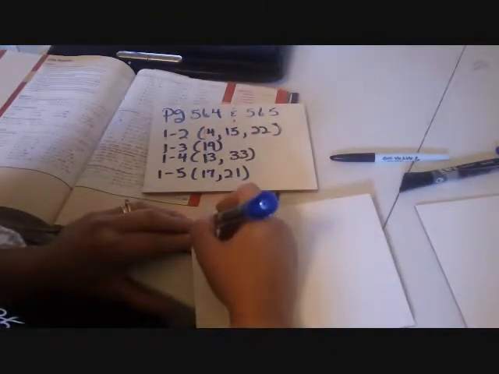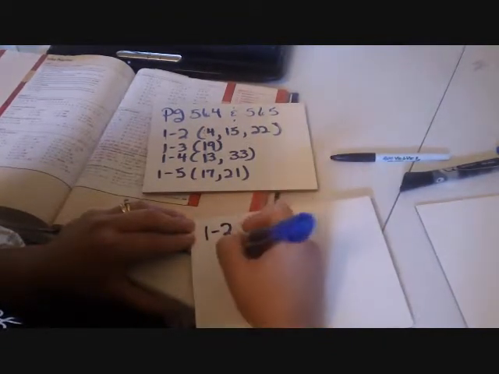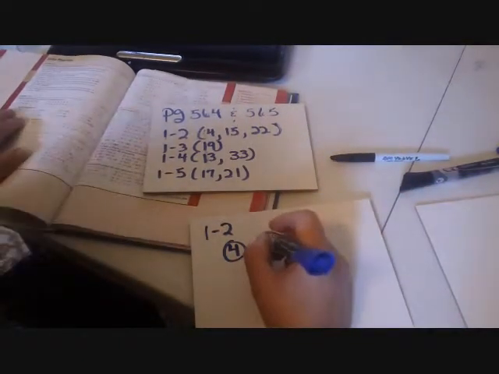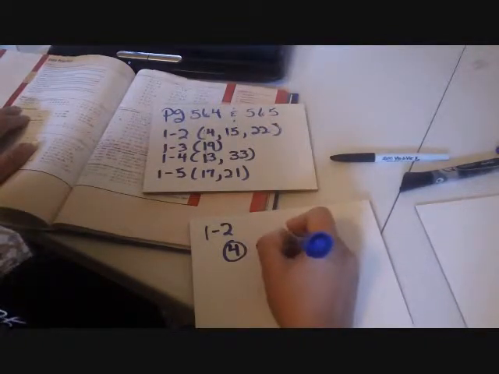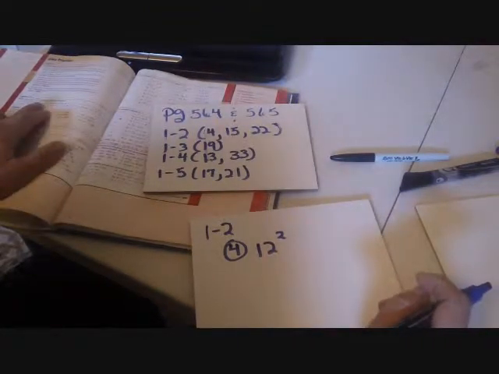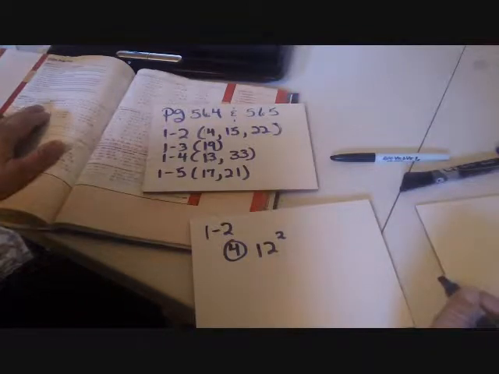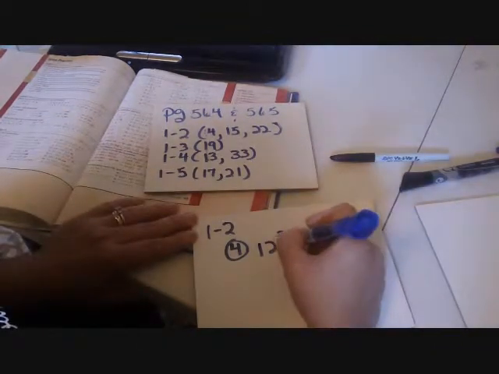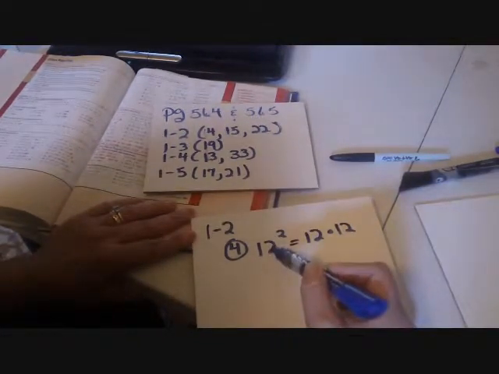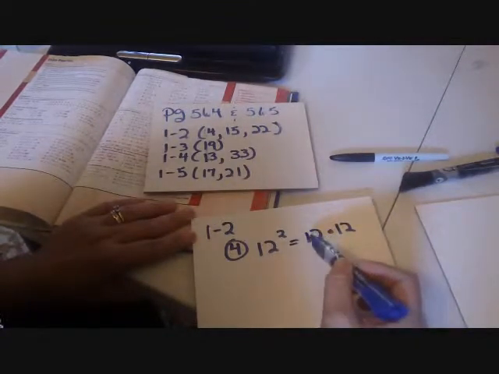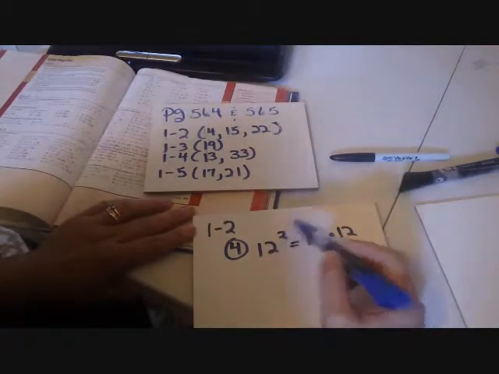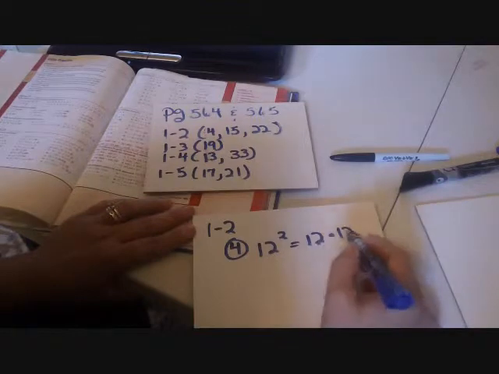From section 1-2, let's look at number 4. Number 4 is 12 squared, and they say write each power as a product of the same factor. Well, we know that the word product means to multiply. So what they're wanting us to do is to simply write 12 times 12. They want you to understand that 12 to the second power means 12 times 12. What a lot of you are wanting to do is say 12 times 2, and that's not what it means. It means 12 times 12.